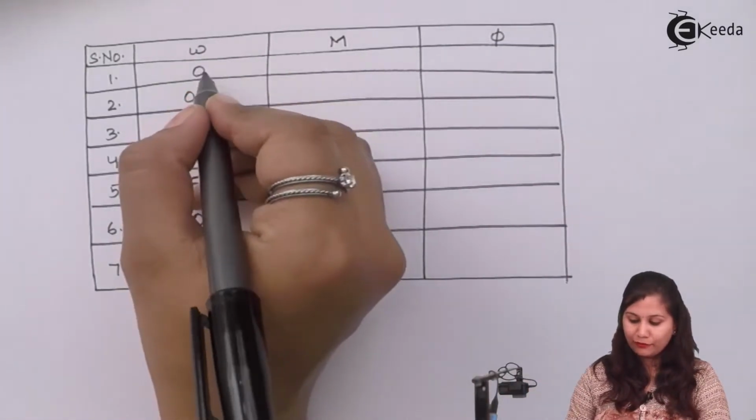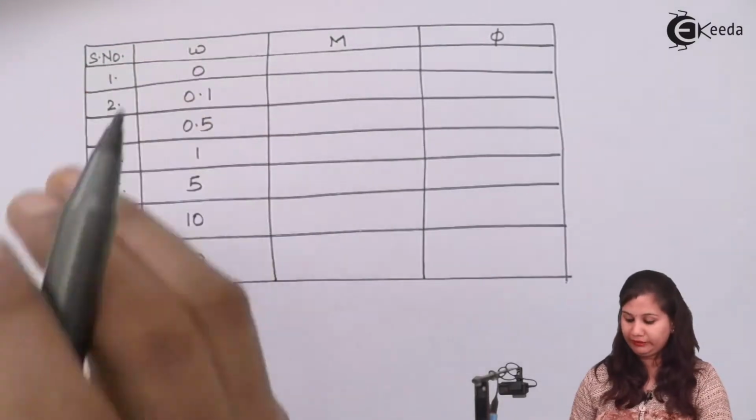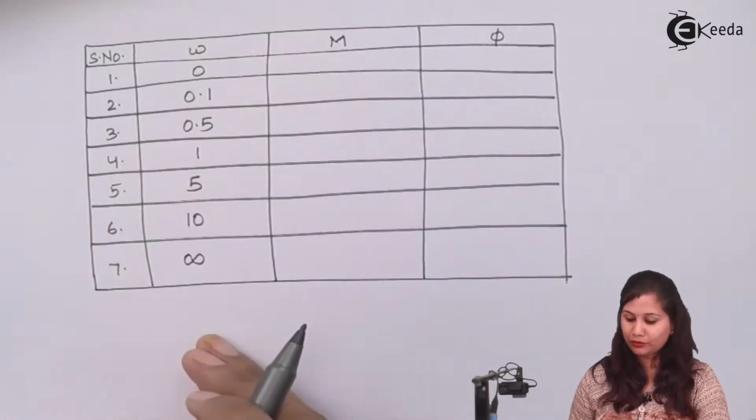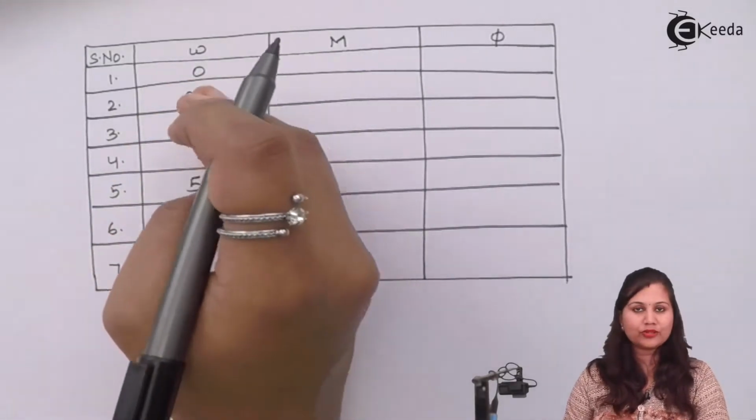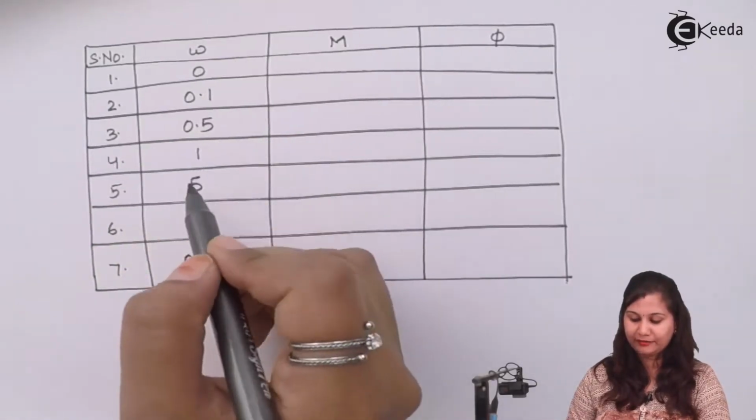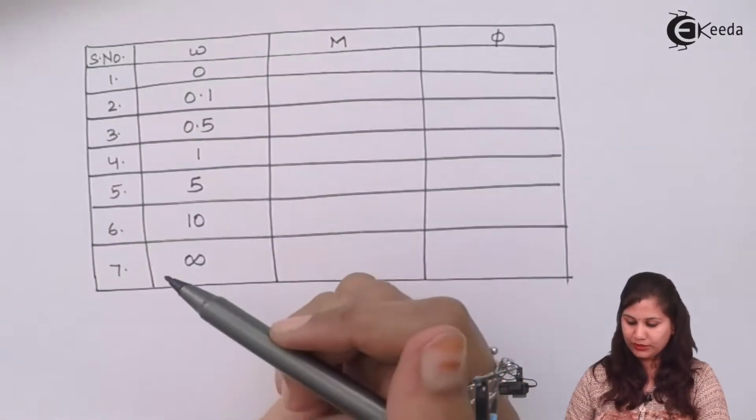We have taken the value of omega starting from 0 and infinity. We always take 0 and infinity as our values, and the other values we can choose according to our wish, like 0.1, 0.5, 1, 5 and 10 we have chosen here.